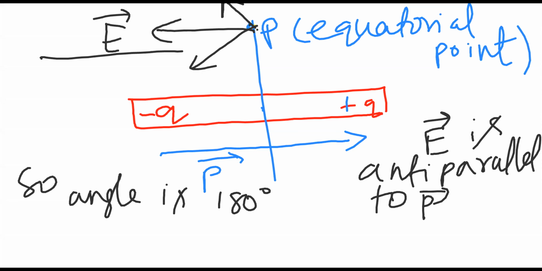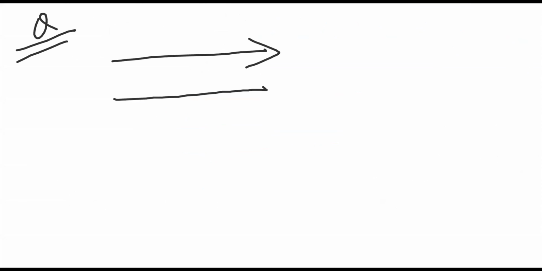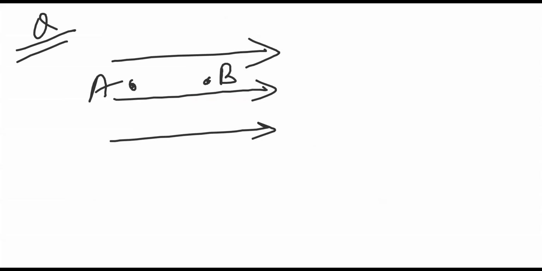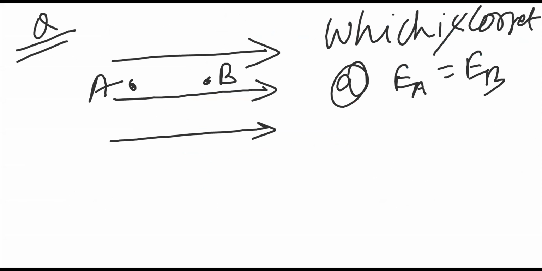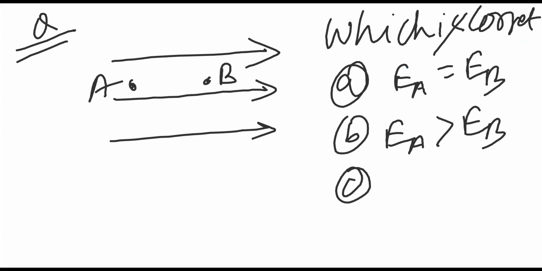We'll stop here and you try to do those questions. Let me do a last question. Last question is this one. Here a point A, here a point B. Now tell which is correct. Electric field at A is equal to electric field at B? Electric field at A is greater than electric field at B? Electric field at A is less than electric field at B? Which is correct?